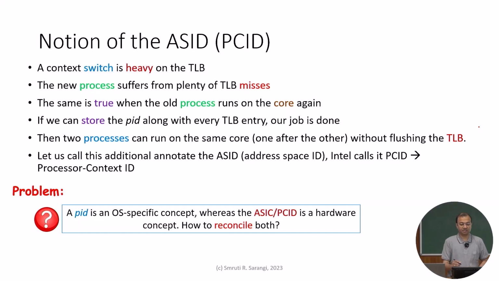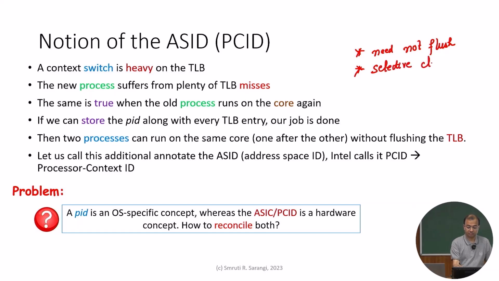Right. So in this case, what I can do is that I need not flush. Whenever the process terminates, I can selectively flush all of those entries which are part of the terminated process. So I can do a selective cleanup. All right. So a selective cleaning up is possible.